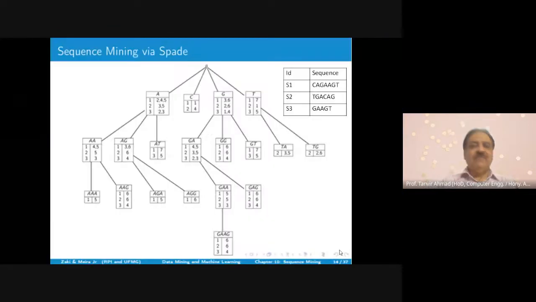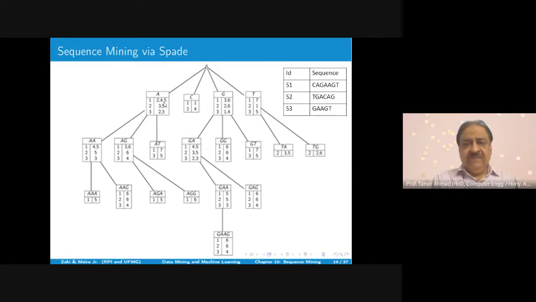This I've combined together. You are having the sequences C A G A A G T. Now, at what position is A occurring? At position number 2, position number 4, and position number 5. Therefore, you are maintaining it as 2, 4, 5, because it is appearing at positions 2, 4, 5.